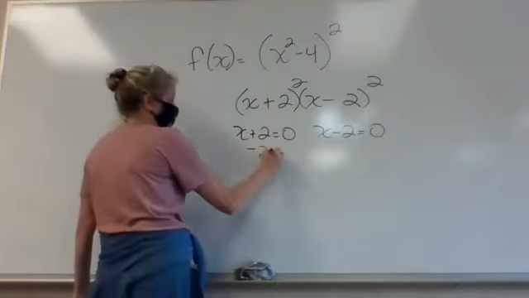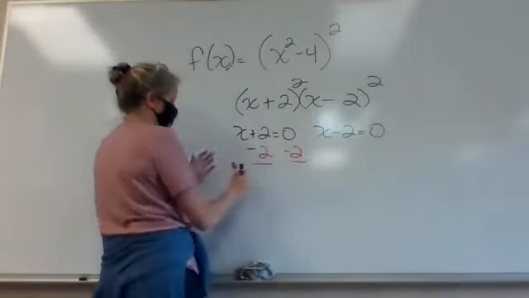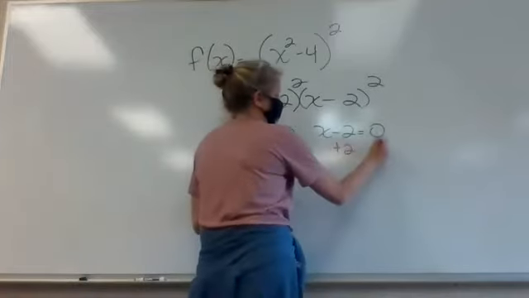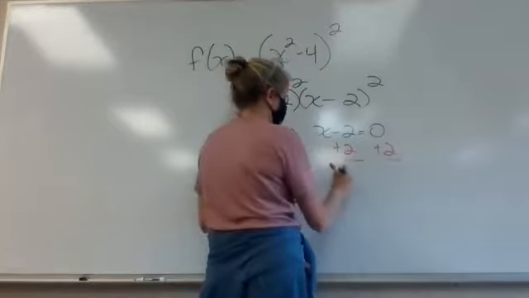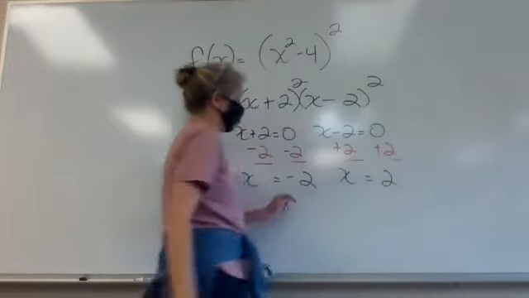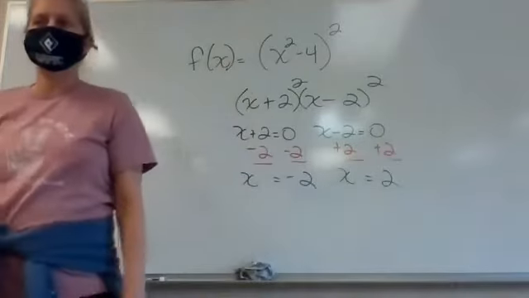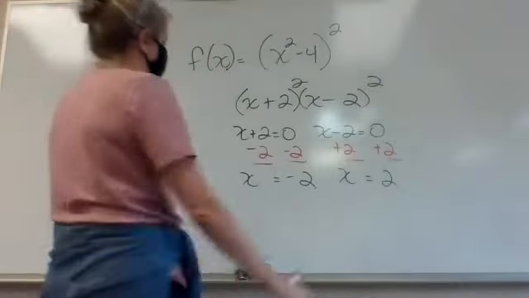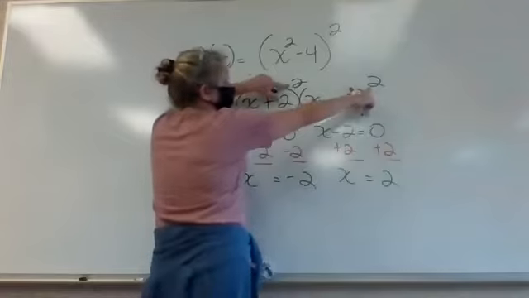For this one, I'd have to subtract the two from both sides to get x equals negative two. And this one, I'd have to add the two to get x equals positive two. So my zeros are positive and negative 2. And what was the multiplicity of each of them? 2.